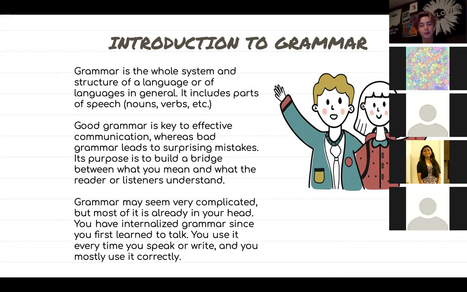Grammar may seem very complicated, especially if you teach a bunch of different grammar concepts, and then maybe your student struggles to find applications for it in everyday conversation, or doesn't fully understand it.